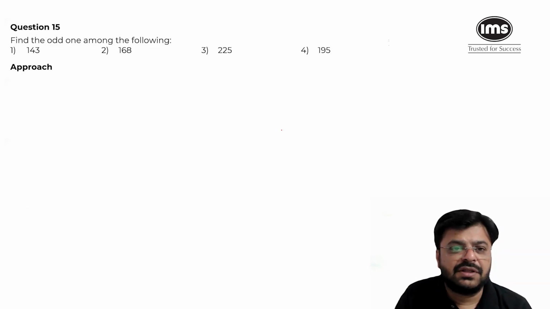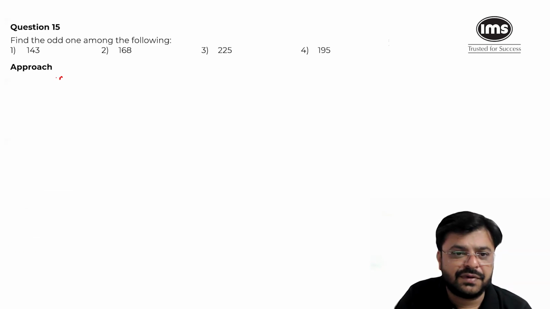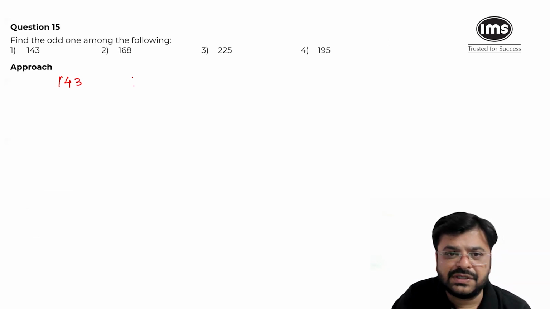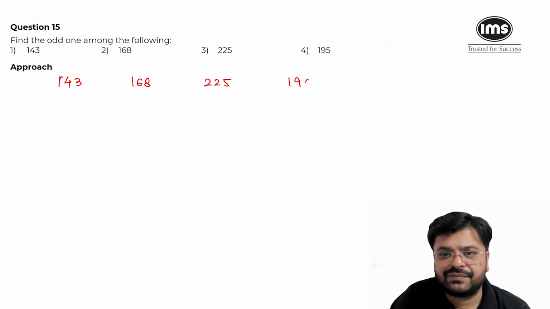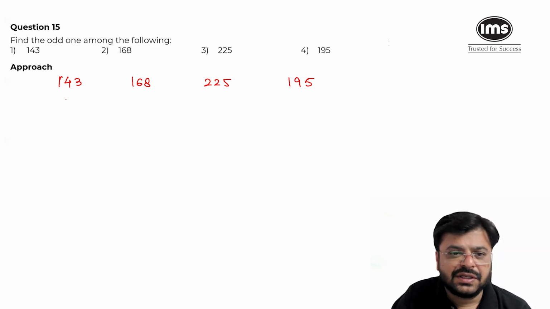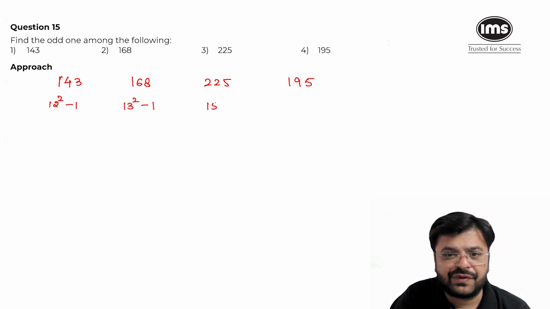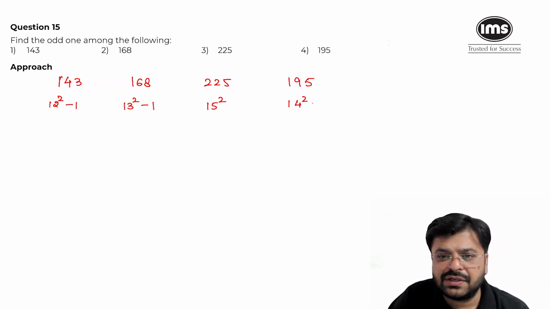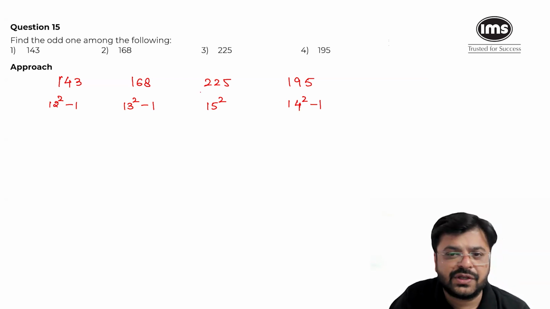Find the odd one among the following. Here we have numbers 143, 168, 225, and 195. 143 is basically 12 square minus 1. 168 here is 13 square minus 1. 225 is 15 square. And 195 is 14 square minus 1. So here the odd one out is 225. Option C is the right answer.